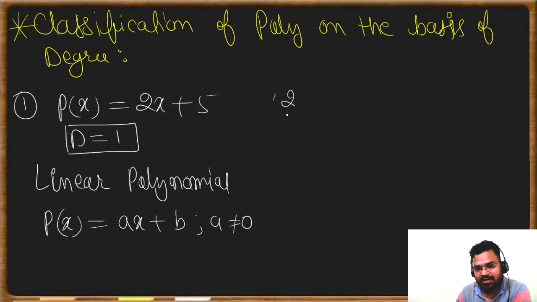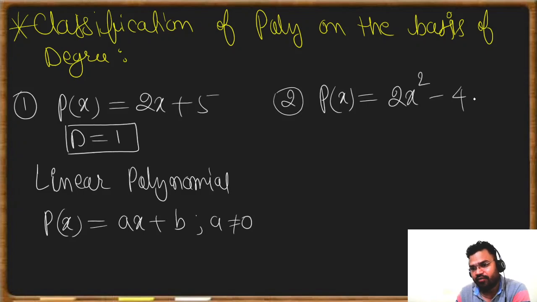Second thing is, let's suppose I'm writing one more example. P of x is equal to 2x square minus 4x plus 5. What is the degree of this polynomial? Easily you can say degree 2. Yes or no? So a polynomial whose degree is 2 is known as a quadratic polynomial. Yes or no?